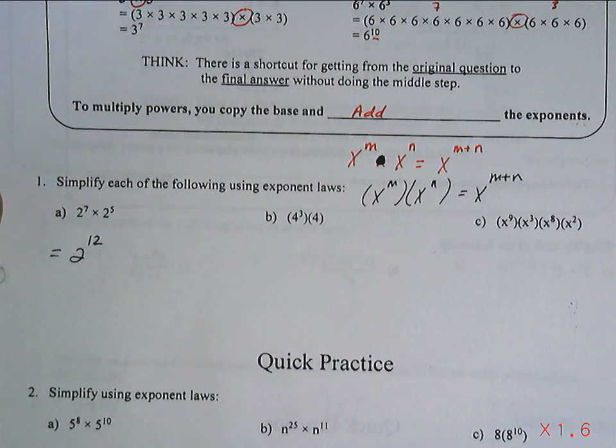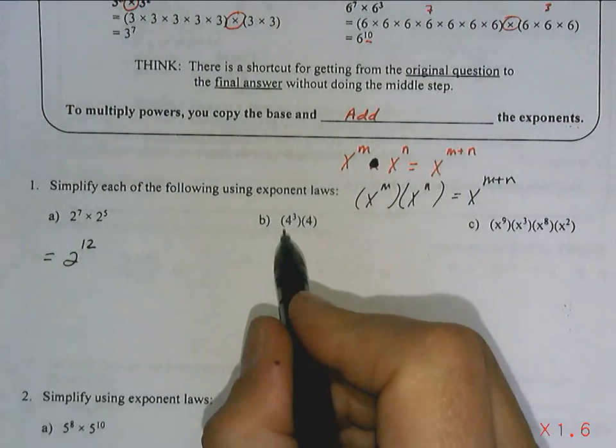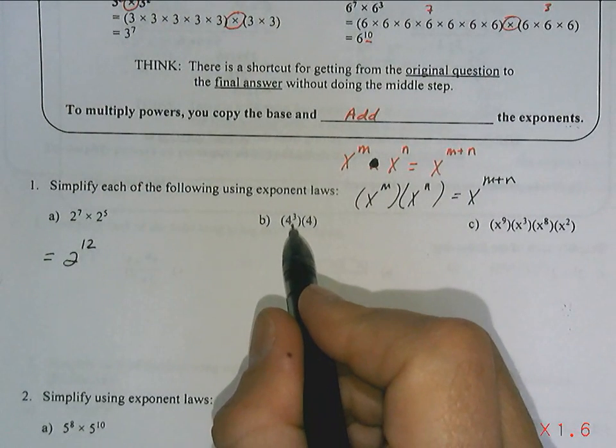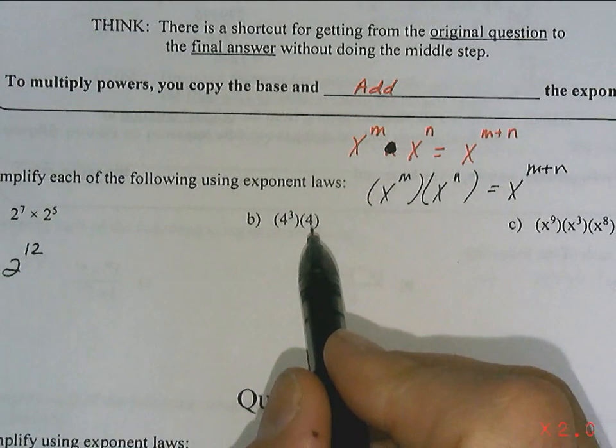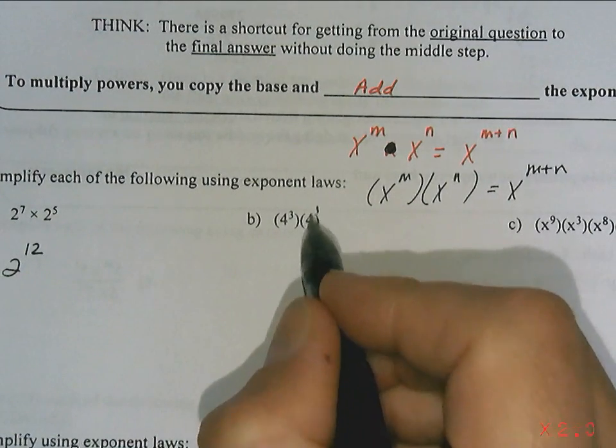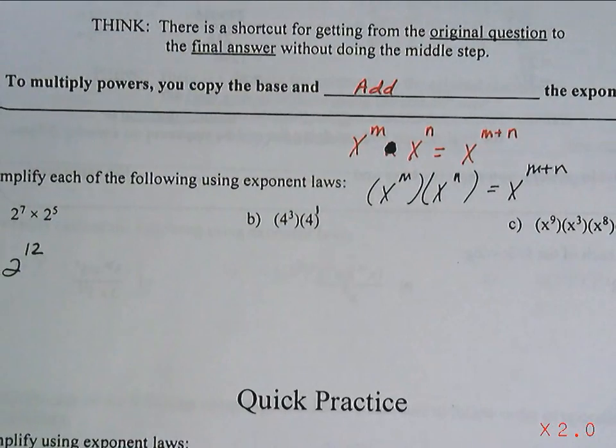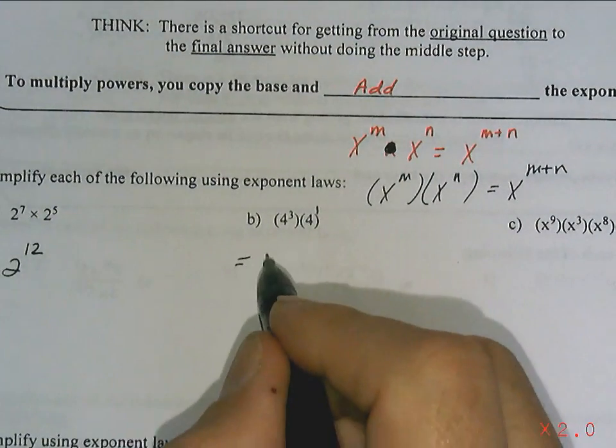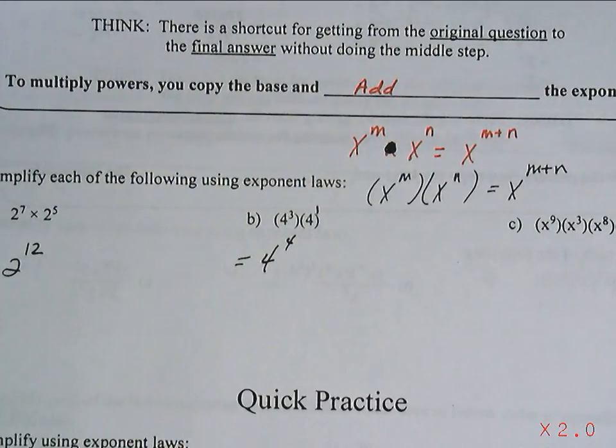What I'm doing is I'm simplifying using the exponent laws. I've got 3 4's being multiplied together here. And how many 4's do I have being multiplied here? 1. It's actually just 1 4 there. So this would actually work out to 4 4's in total. So 4 to the 4.